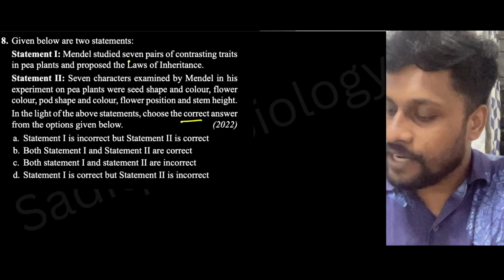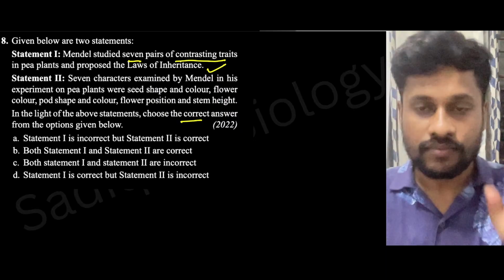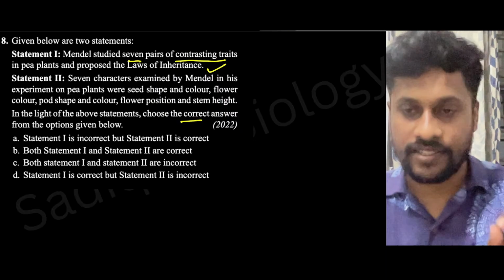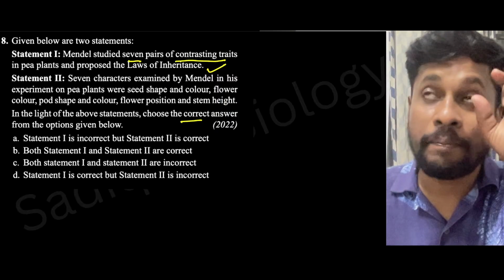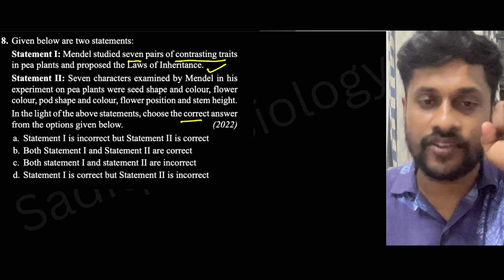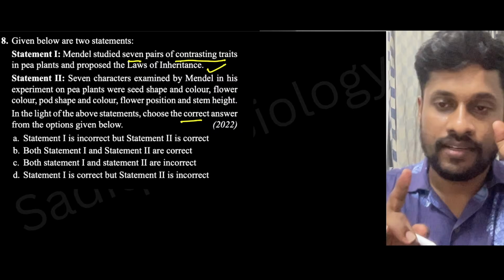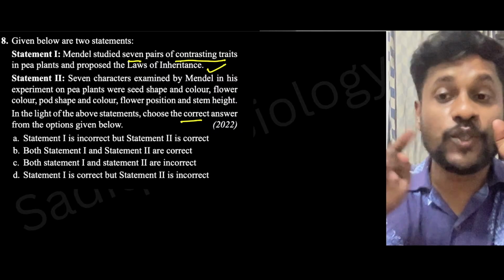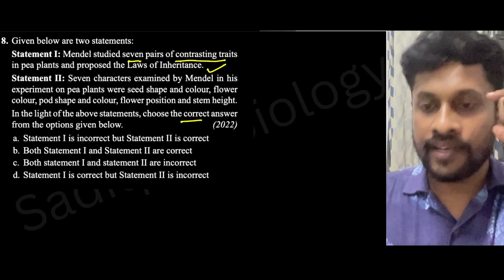Mendel studied 7 pairs of contrasting traits, which is true. 7 pairs of contrasting traits, right? Here you need to be aware, if they are asking pairs of contrasting traits or contrasting pairs, then the answer will be 7. But if they are asking true breeding, then the answer will be 14. I will be discussing later.